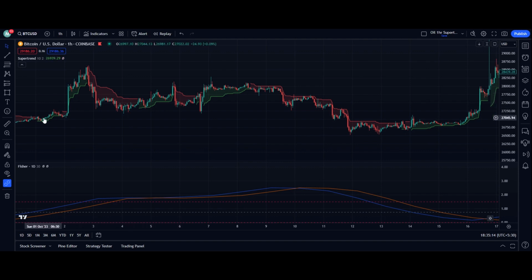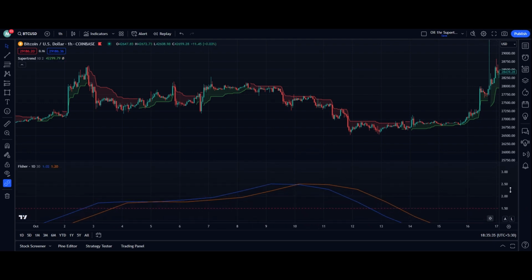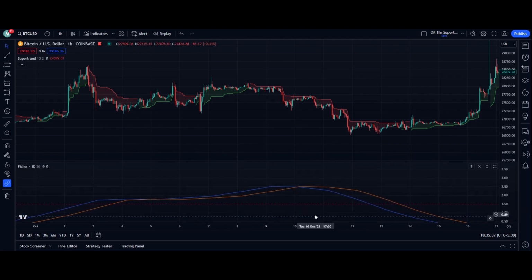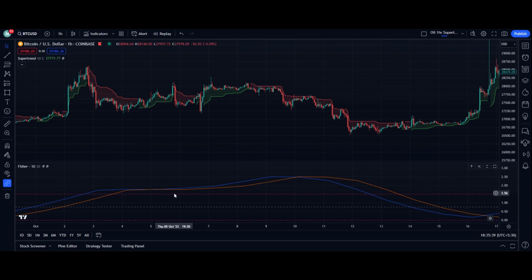So these bullish trades, all these, not this one, sorry, not this one because it went below here, but other than that one, all these ones are according to the strategy. So what is the strategy? Fisher has to give us the go ahead, and we have to get the Bitcoin Supertrend trigger.